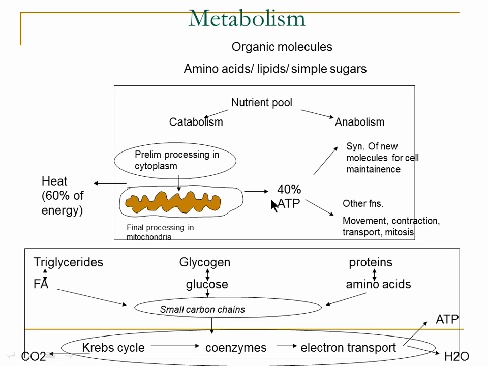So this is a small slide that I put in today, which just shows you what happens in metabolism. All of those nutrients which we saw, the final thing was to provide energy for your body. When you look at all these organic molecules that you've taken in, amino acids, lipids, and simple sugars, they get into the cell. So they form a nutrient pool in the cell. Some of it is used up for catabolism, some of it is used up for anabolism. Initially, processing to produce ATP occurs in the cytoplasm, where not much is produced. Then next it goes into the mitochondria where the final processing occurs.